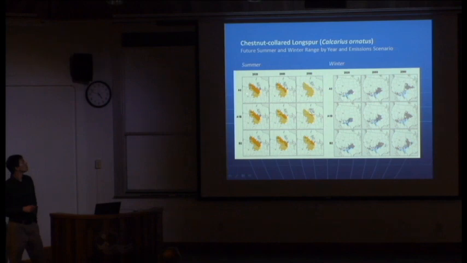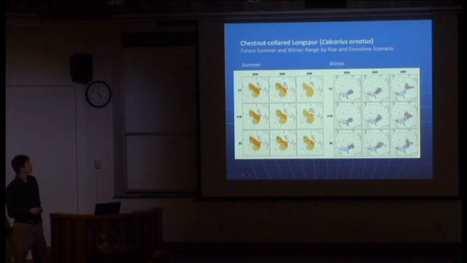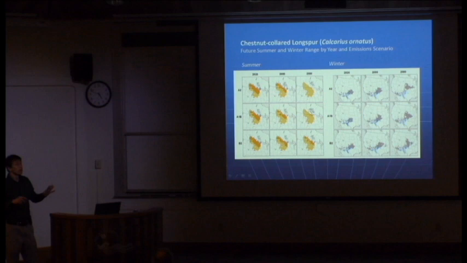And so what we can say here is this light orange color is the current distribution. The gray color is a predicted future distribution, and this darker color in between is the overlap between the current and the future. So you see that as you go from 2020 to 2050 to 2080, the overlap between the current and the future distribution declines. Additionally, the future distribution in general also declines for this particular species. And of course, this is one of the worst case scenarios. So this is for summer.